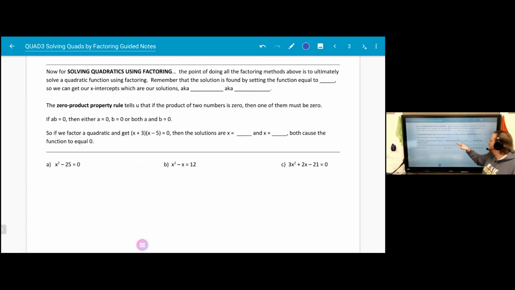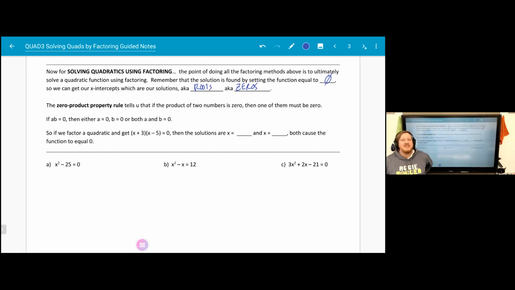Remember that the solutions are found by setting the function, or what we've got our factored form, equal to 0. Remember, it's ax squared plus bx plus c equals 0. We're trying to get our x-intercepts. We also call those roots. We also call those zeros. And speaking of zeros, we have this thing called the zero product property.